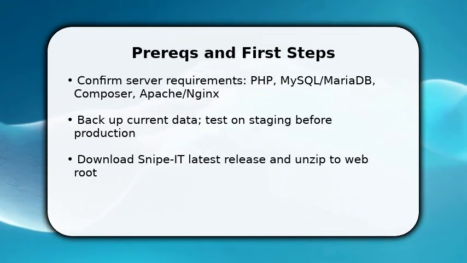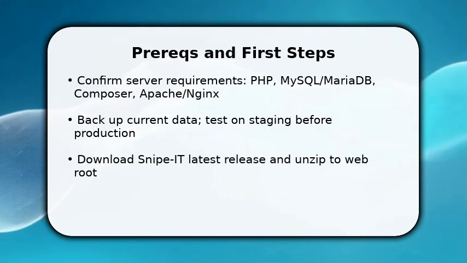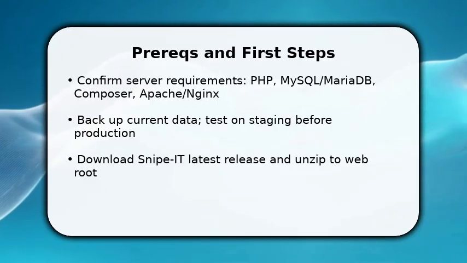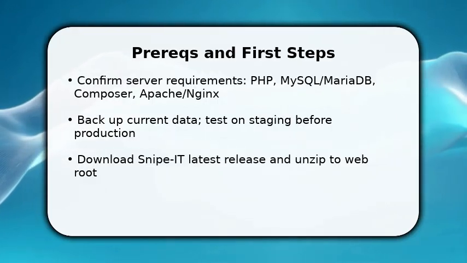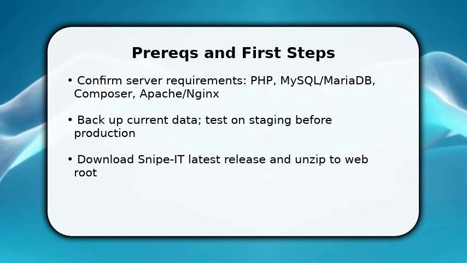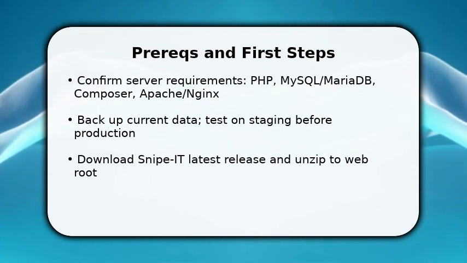Once done, create the database and a dedicated DB user with proper privileges so Snipe-IT can read and write safely. Then download and extract Snipe-IT to your document root, copying the environment example to .env so you can edit DB connection strings and app keys before running Composer install.